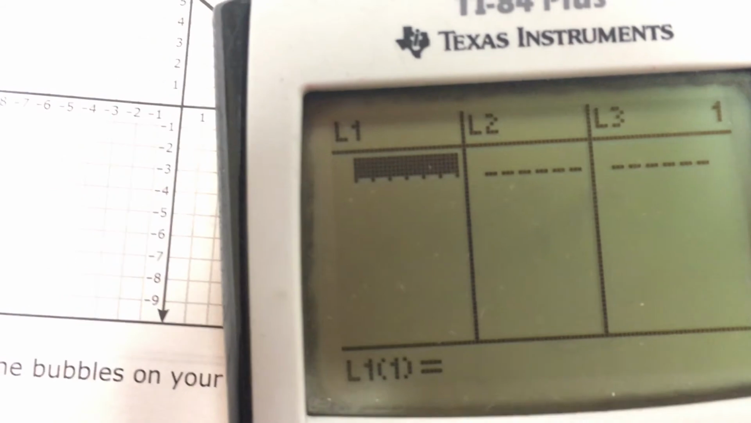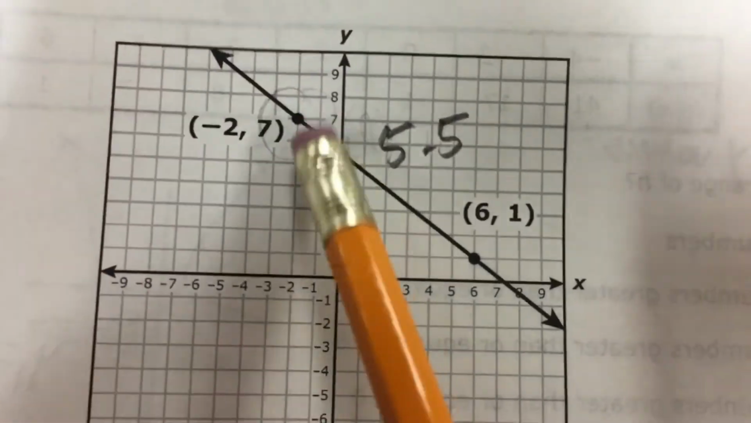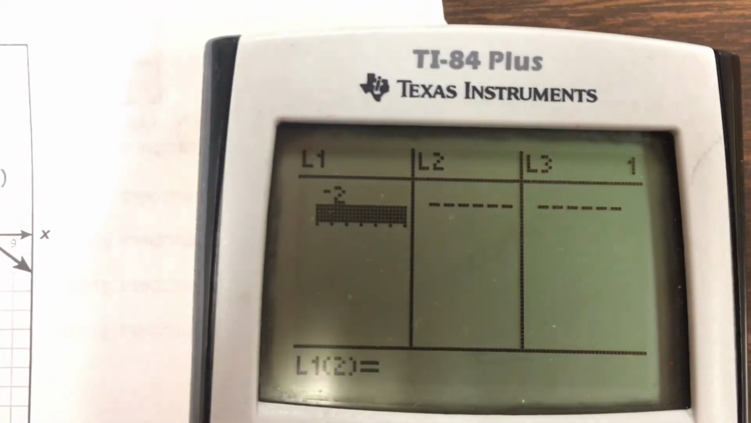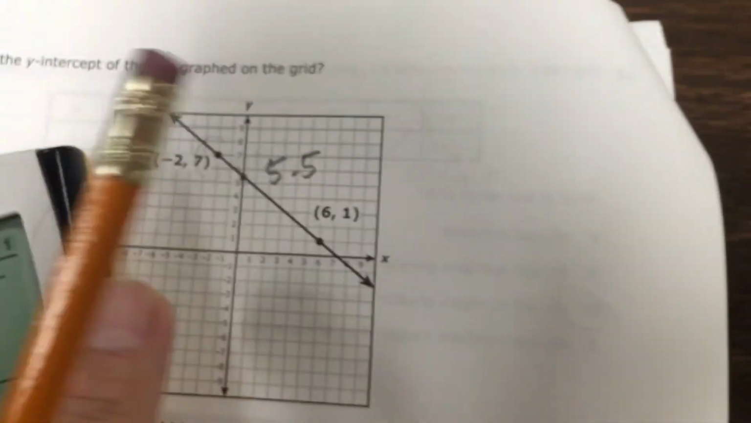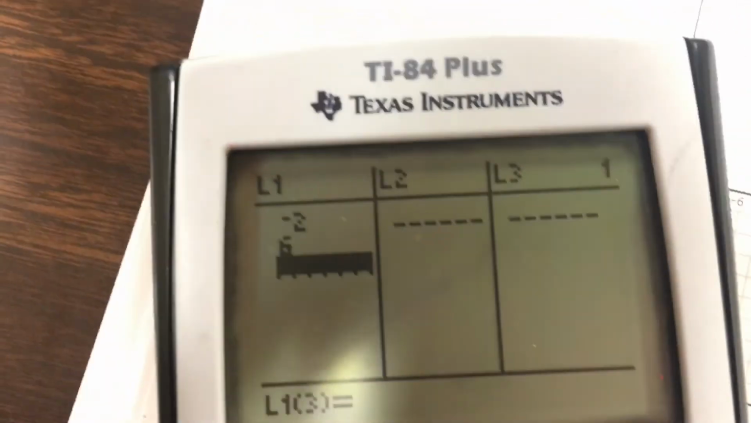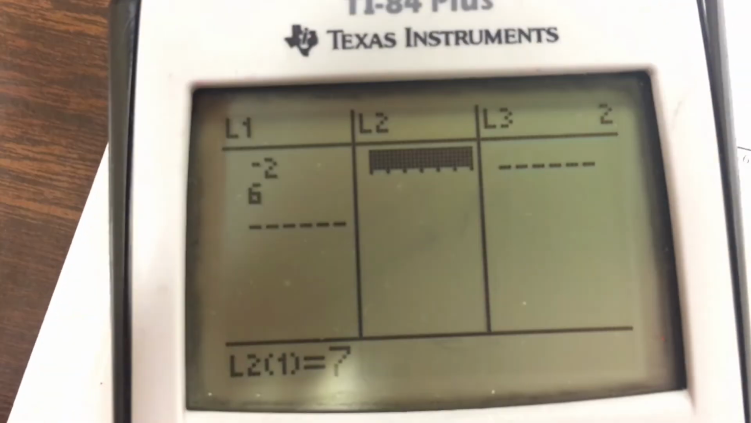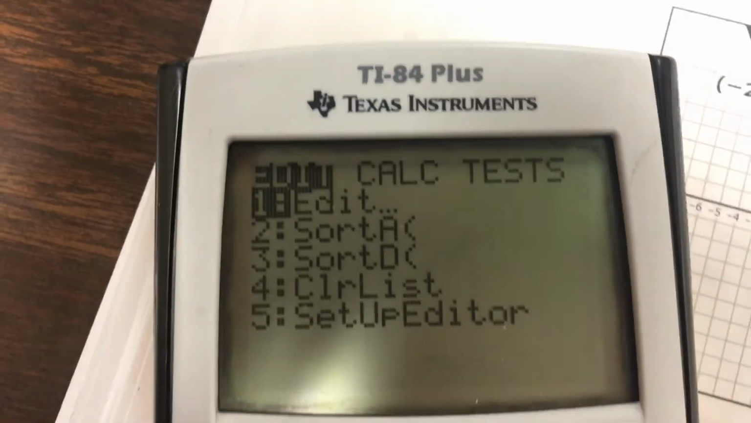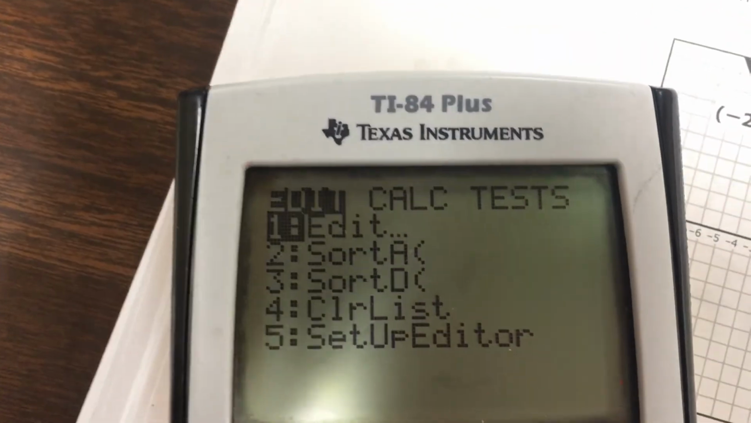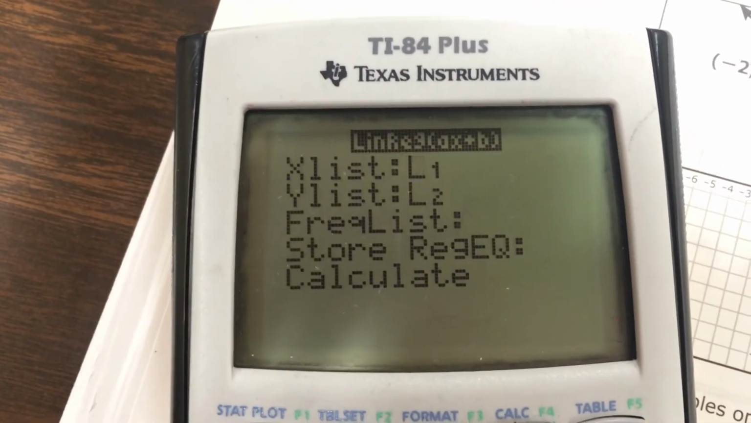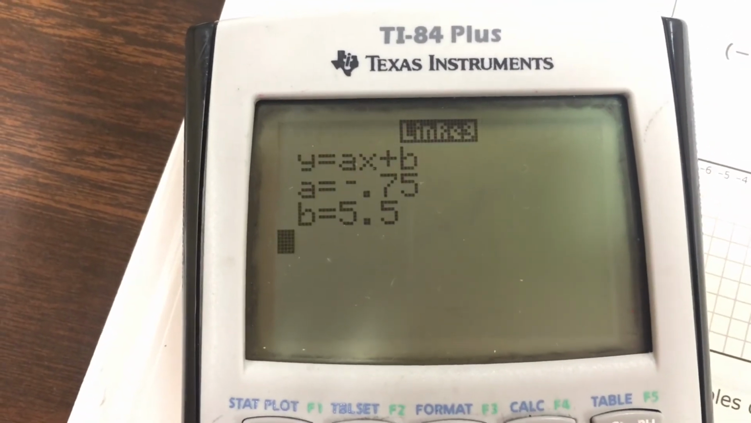So let's go to stat edit. I'm going to type in my two x values, which is -2 and +6. So -2, enter, +6, enter. Then we're going to type in our two y values, 7 and 1. Go over to the y side, 7, enter, 1, enter. I'm going to go back to stat. I want to go to calc. Number 4, enter, enter, enter, enter, enter.